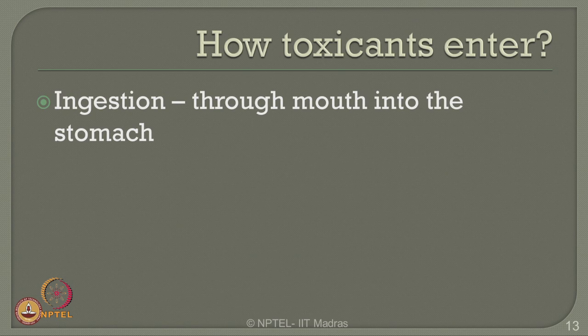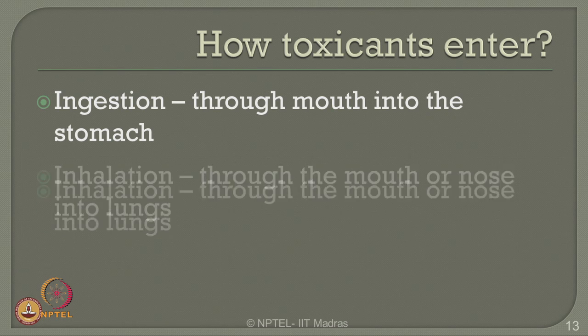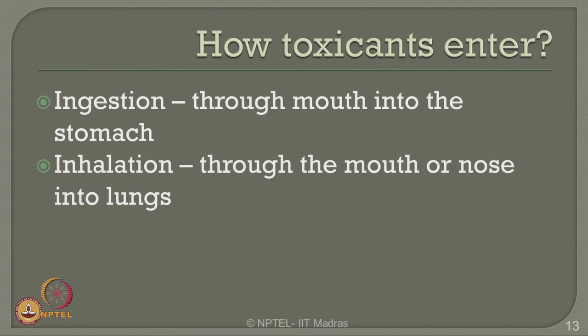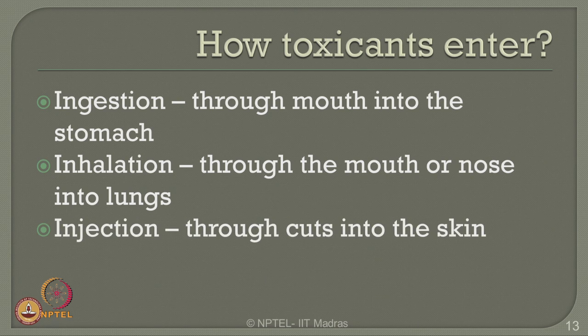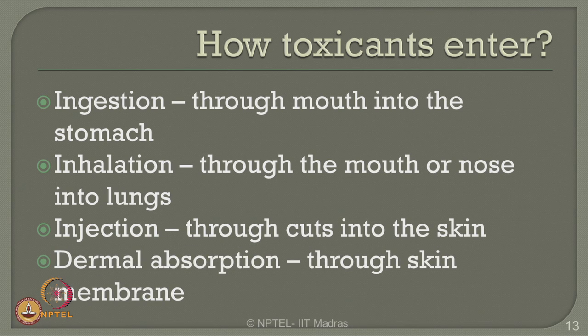Now the question comes, how do these toxicants enter biological organisms? They can enter by ingestion, that is through the mouth into the stomach. They can enter by inhalation, through the mouth or nose into the lungs. They can enter through injection, through cuts in the skin. They can also enter by dermal absorption, through the skin membrane itself. So, toxicants can enter a human organism in all these four manners.